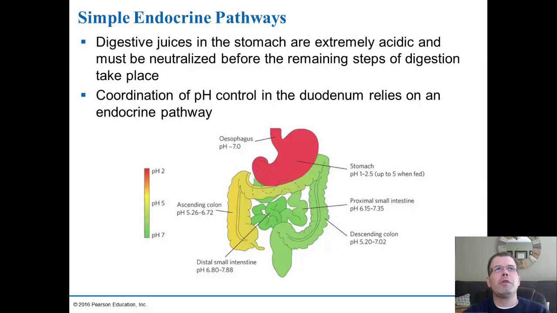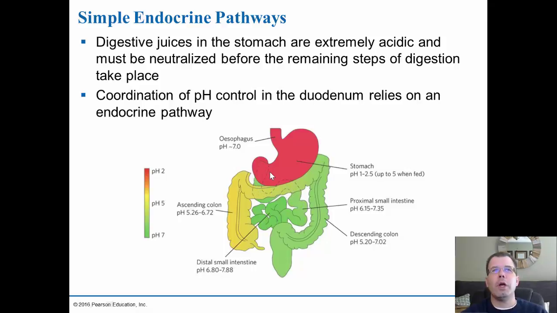Now, we do have some simple endocrine pathways, and that includes the digestive juices in the intestinal system. In our stomachs, the pH drops very low, anywhere from 1 to 2.5. Depending on what's in there, you can see a fluctuation in the pH. However, once it leaves the stomach, that pH goes back up to 7. Here's the duodenum, kind of hiding behind the large intestine. This is actually at a pH of 6 to 7, so it's more of a neutral pH.